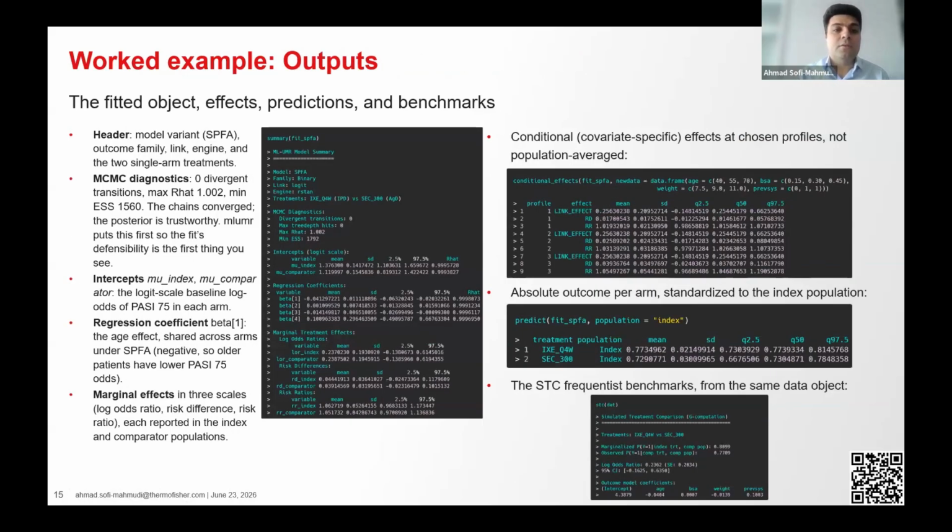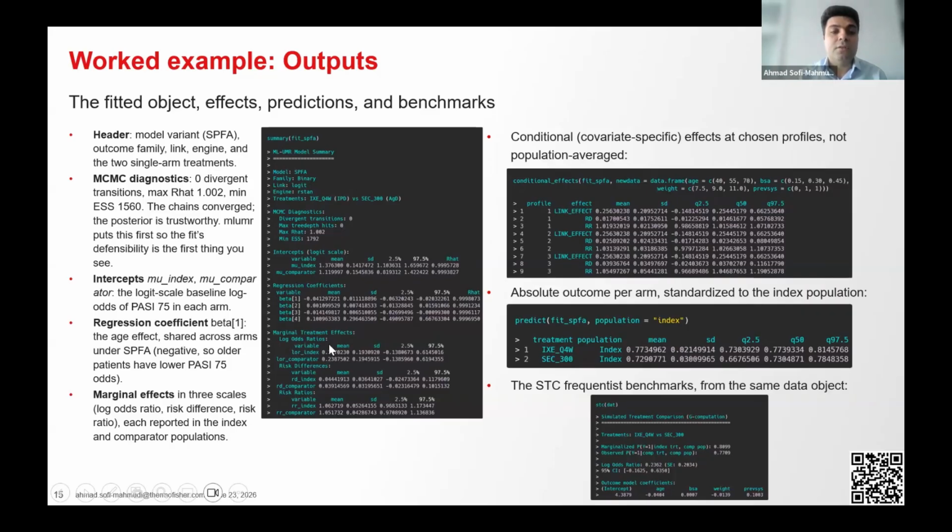And then what about the elements that we can extract from the model? If we run the summary function, you can see we have a model summary in here, like model family, and also engine. The default is RStan, but you can also use cmdstanr. And then MCMC diagnostics, the regression model coefficients and everything, and then marginal effects in both populations, both index and comparator.